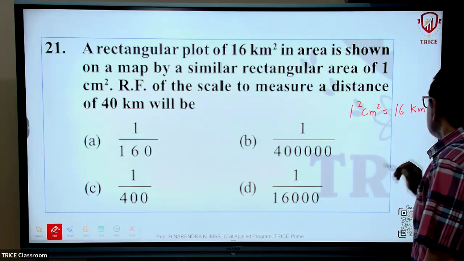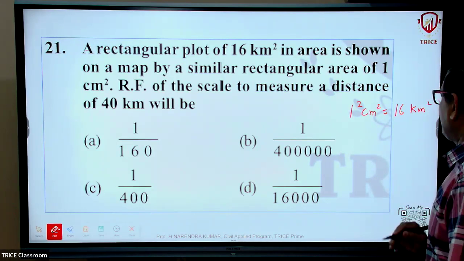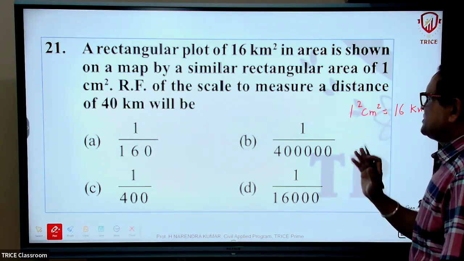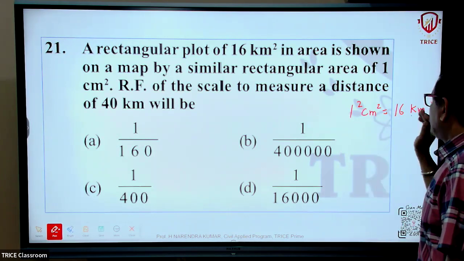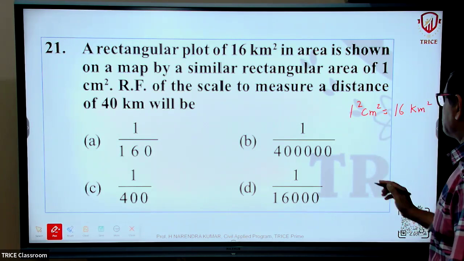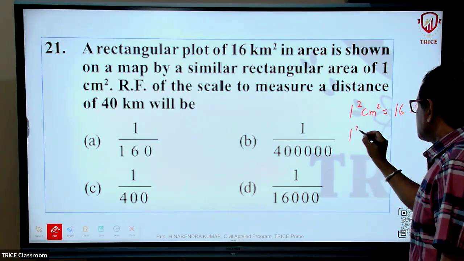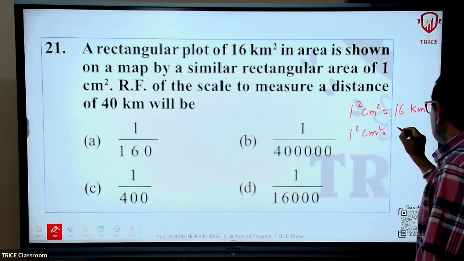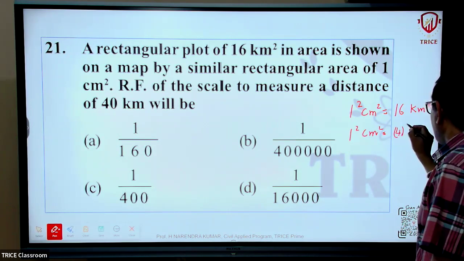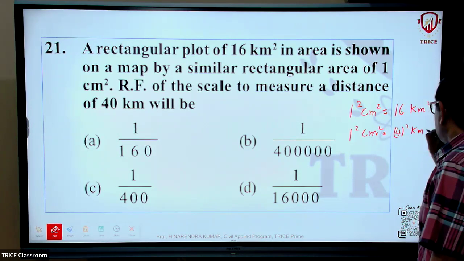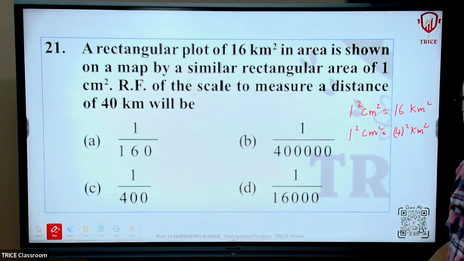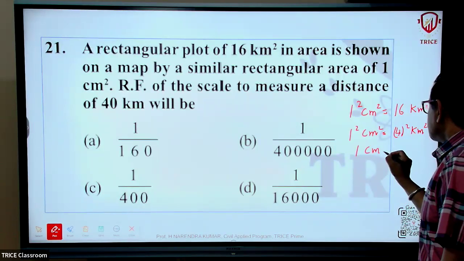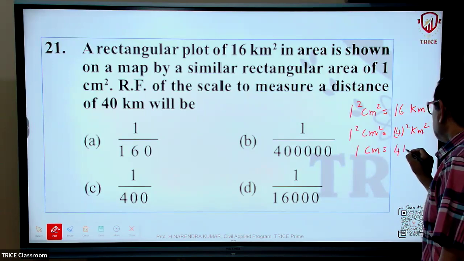They said rectangular plot. I'm not at all bothered about the shape of the plot. I am bothered about the value 16 kilometer square. So what I'm going to do is 1 square centimeter square is equal to, this can be written as 4 square, right? I can write 4 square kilometer square. So 1 centimeter is equal to 4 kilometer.